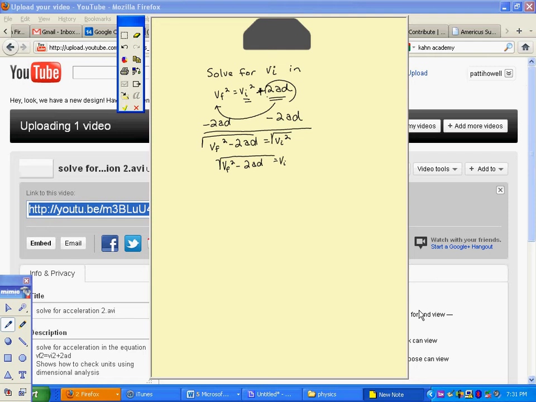Now, let's check our units to make sure that we end up with the units we're supposed to end up with. Because if we don't, we've got to go back to the drawing board. We've made some kind of mistake. So to check our units, we're going to use dimensional analysis. I'm just going to rearrange some things here to make it a little easier to see.